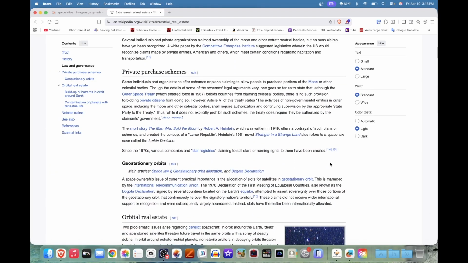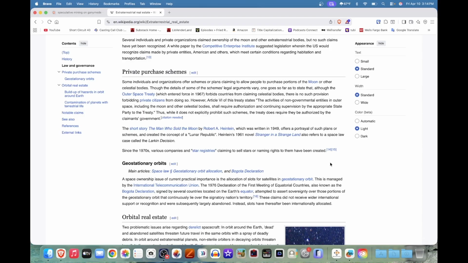Private purchase schemes. Some individuals and organizations offer schemes or plans claiming to allow people to purchase portions of the moon or other celestial bodies. Though the details of some of the schemes' legal arguments vary, one goes so far as to state that although the Outer Space Treaty, which entered force in 1967, forbids countries from claiming celestial bodies, there is no such provision forbidding private citizens from doing so. Oh, that's a good argument. That's something that they could say.